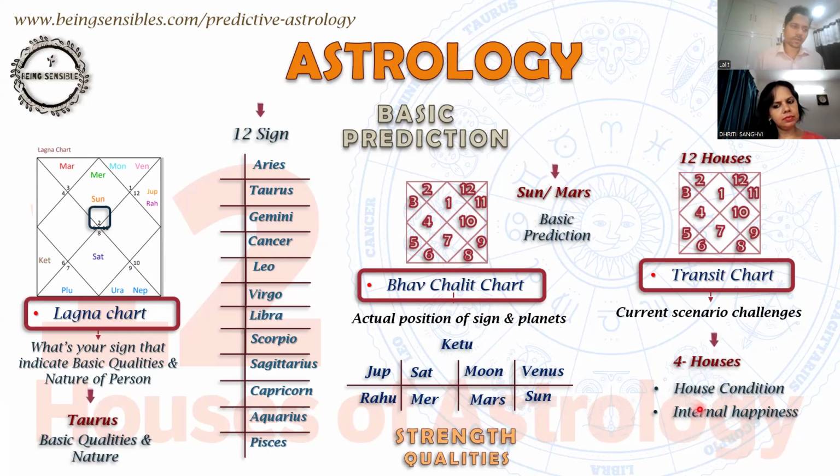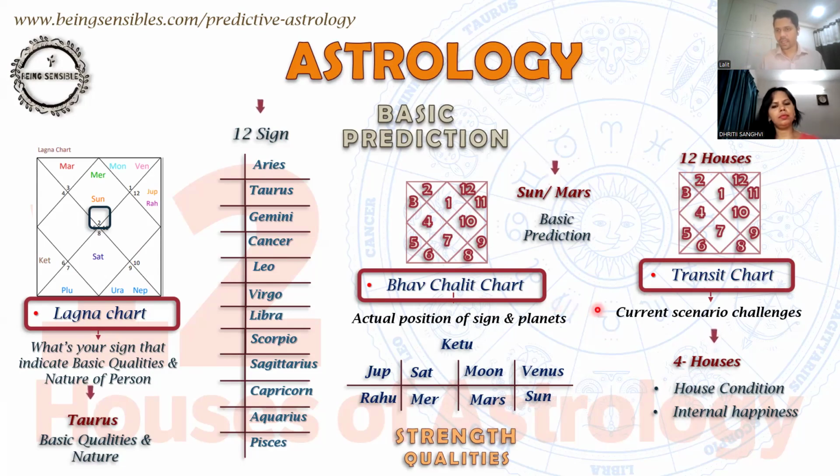Okay. So in the second day, I am going to tell you how to see the chart. Suppose you don't have software, and you want to tell people who cannot afford to buy the software. So where all these combinations, the transit chart, the Bhavchalit, and the Lagna chart are to be seen.